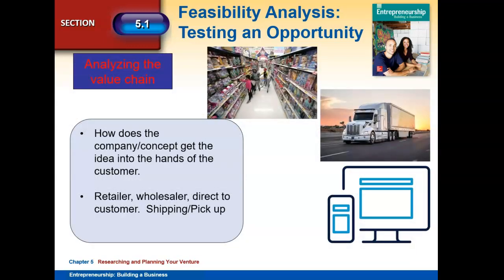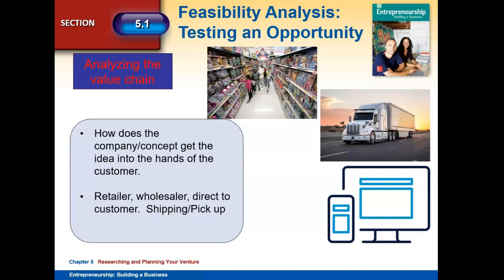Value chain. So how do we get whatever we're doing into the hands of the consumer? And there are so many different ways to go about this. Do we just make the product and sell it to a distributor and let them figure it out? Do we sell it directly to the retailer? Are we the distributor? And then do we just go directly to the consumer? All of these business models work.